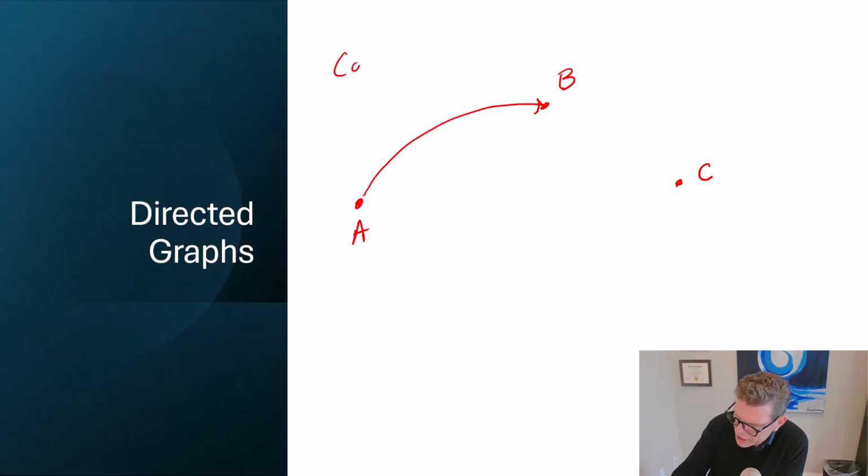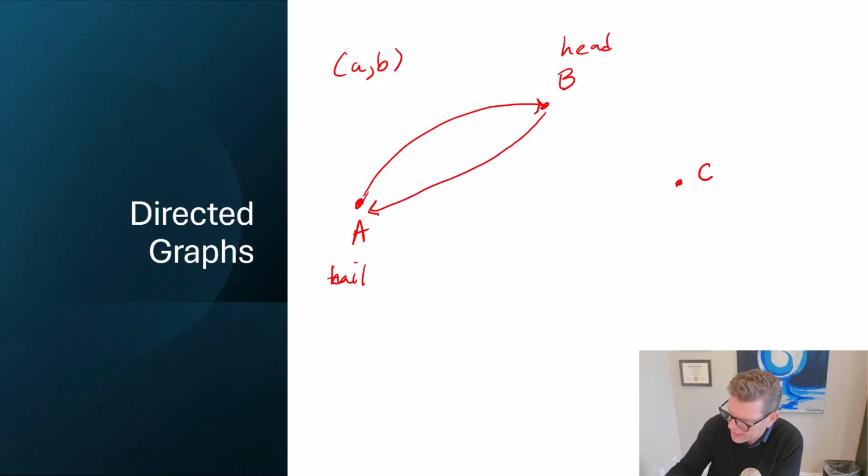So let's say, for example, we have a directed graph, and we have A, B, and C. A, B, and C are called our vertices, or vertex if you think about it singularly. The Cartesian pair AB is a directed edge where A is where it originates and B is where it ends. A, in this case, is called its tail, and B is called its head. If we were to switch it around and make B the tail and A the head, we would get BA.